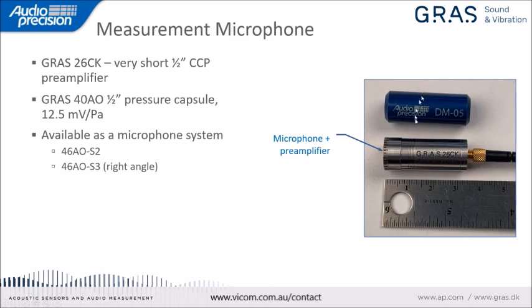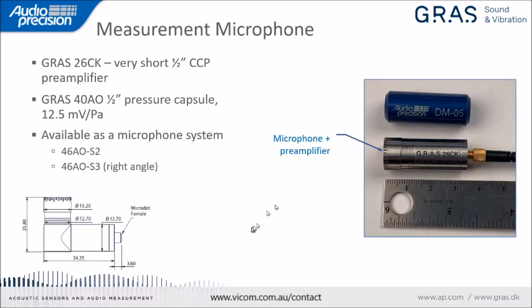And now, what I'm showing here is the 26CK preamplifier and the 40AO capsule purchased as separate components. These are also offered from GRAS as a microphone system. They're calibrated as a unit and programmed with TEDS, the transducer electronic data sheet. The straight version here has the part number 46AOS2. There's also a right angle version called 46AOS3.